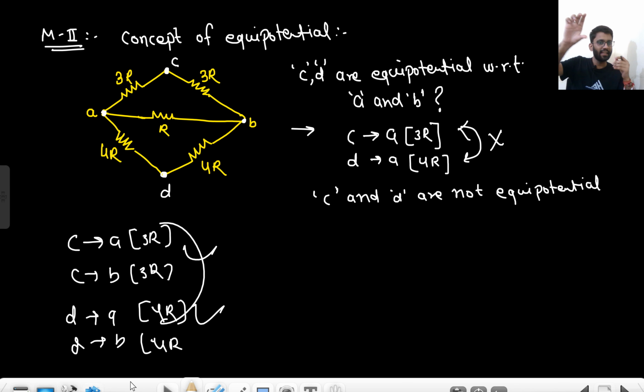We are considering C and D. So C and D will come together. Are C and D equipotential or not? Whether C and D are equipotential or not. From C we will go to A, from D we will go to A. From C going to A we see 3R resistance. From D going to A we see 4R resistance. Both are different. That's it. C and D are not equipotential.